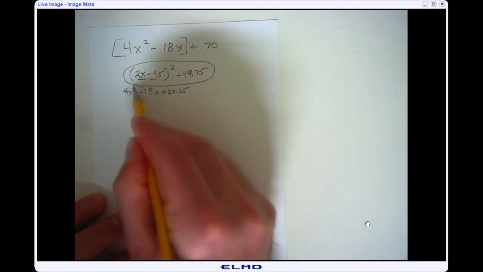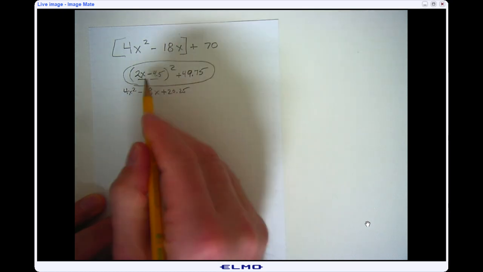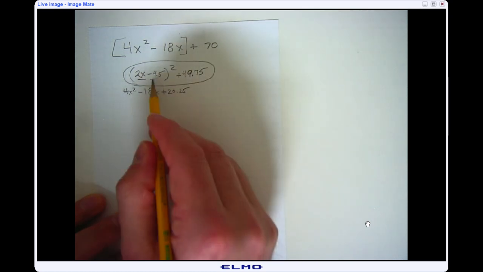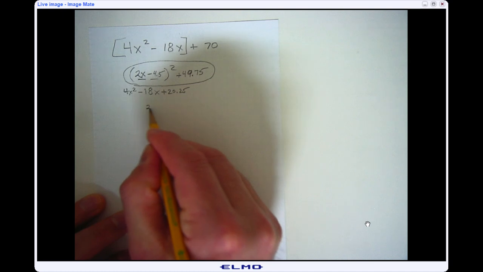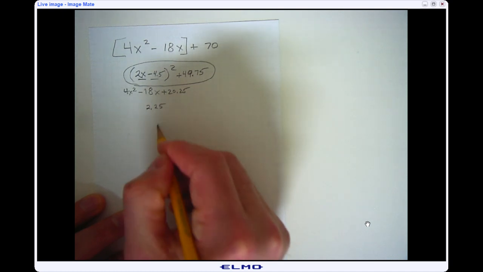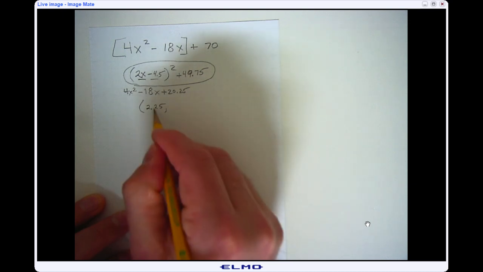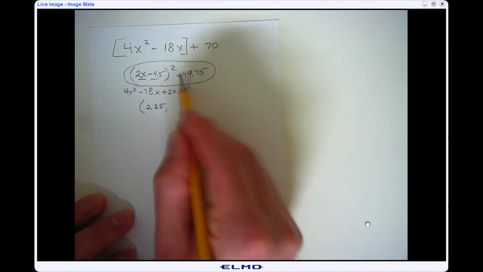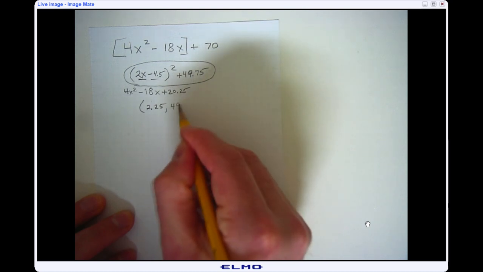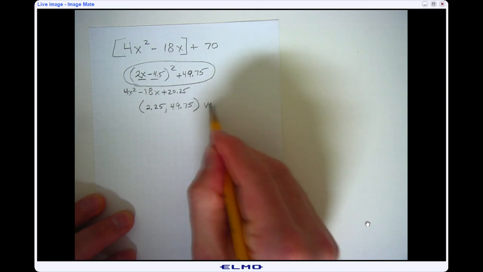I've completed the square. And then again, if I want to find my vertex, it's what makes the inside of this equal to 0. So if I multiplied this by 2.25 times 2, I would get 4.5, minus 4.5 is 0. So my x value of my vertex is 2.25. That's whatever my k value is. In this case, it's positive 49.75. And that would be my vertex.